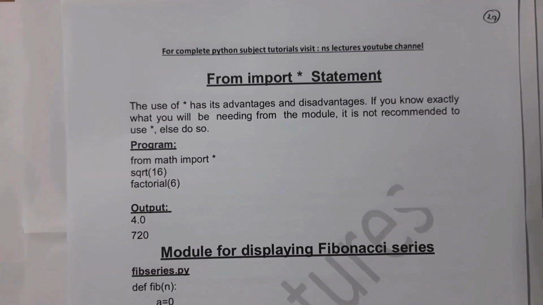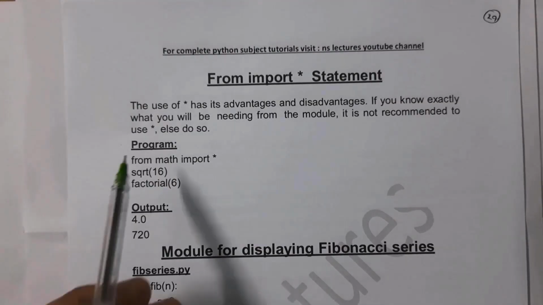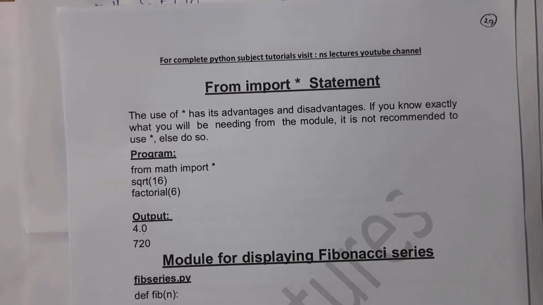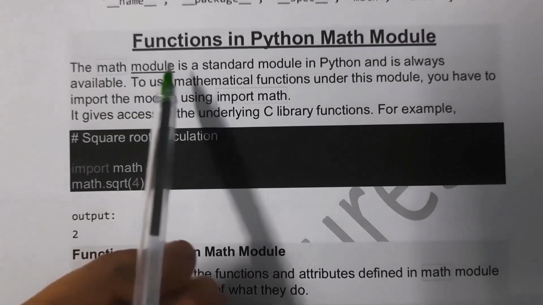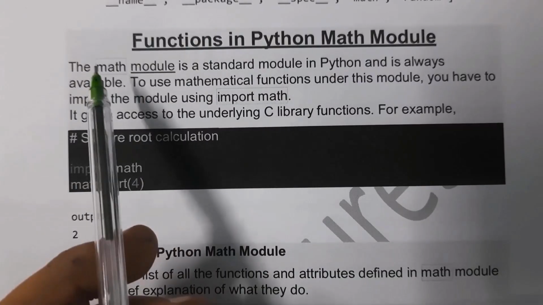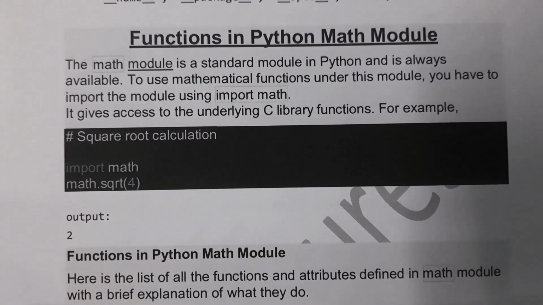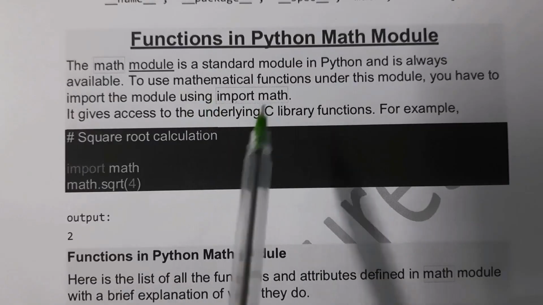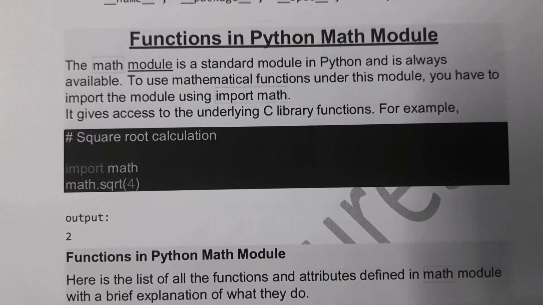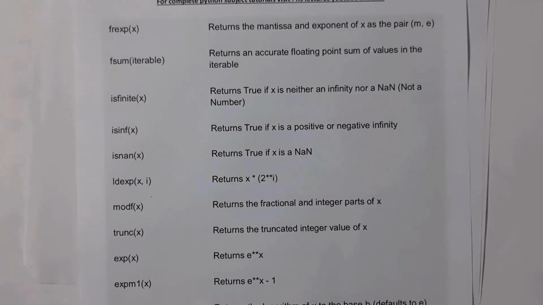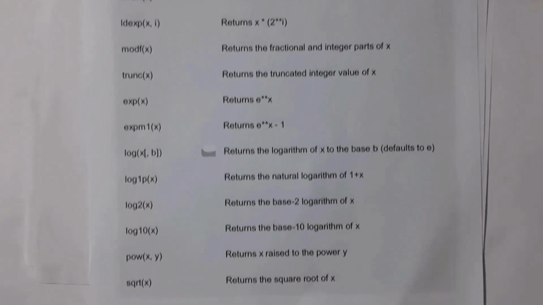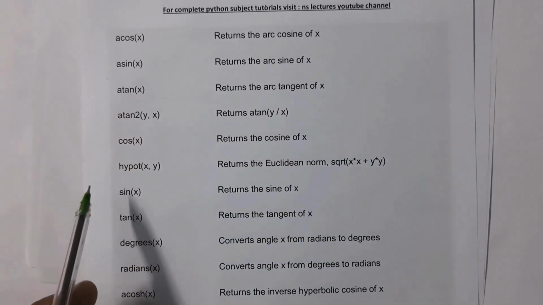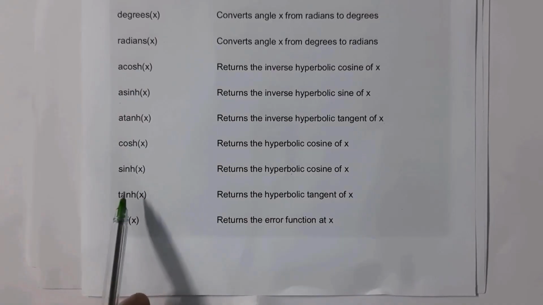For example, I want to access all functions available in the math module. So just write from math import star. Star means it will import all functions, so you can perform any operation using any function. Guys, the math module is an important question. The math module is a standard module in Python and is always available. A standard module is nothing but a module already available in Python. To use mathematical functions under this module, you have to import it using import math. This module contains various mathematical functions. Just remember all these functions supported by the math module. This is pow, which I already explained. Square root, acos, asin, atan, and next cos, sin, tan, cosh, sinh and tanh, and so on.